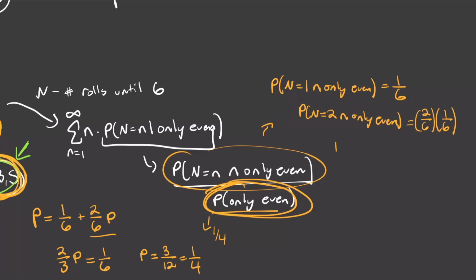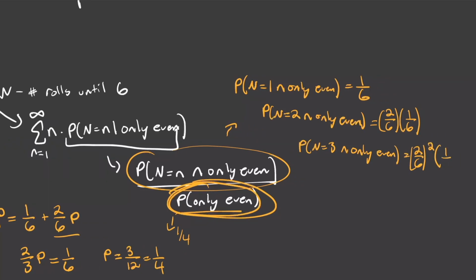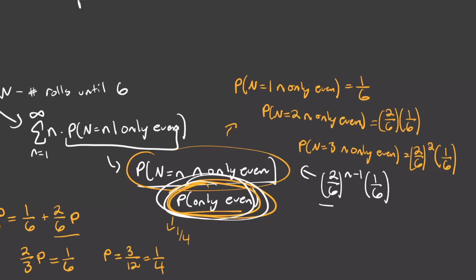And now you can see the pattern just like we had before. The probability that n equals 3 and we only have even, well, that's going to be 2/6 to the power of 2, because we need a 2 or a 4 on each of our first 2 rolls, and then we have a 1/6 probability of getting a 6 on our third roll. So this probability in general is just going to be 2/6 to the power of n minus 1, another geometric, times 1/6, and we are dividing that by this right here, which was 1/4.